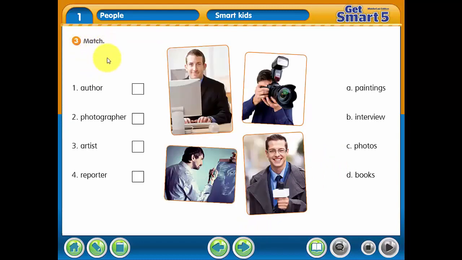Activity 3. Match. We are going to match the jobs or the people with what they are doing. هنوصل هذه الأشخاص أو الوظائف مع ما يقومون به. Number 1. Author. What does he do? What does an author do? Paintings, interview, photos, books. Author, of course, he is someone, we said, شرحنا في بداية الدرس, someone who writes books, letter D. Number 2, photographer. What does he do? Photos, interviews, painting. Of course, photographer is someone who takes photos, letter C.